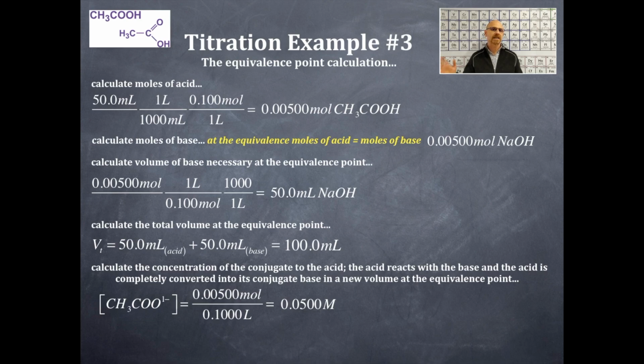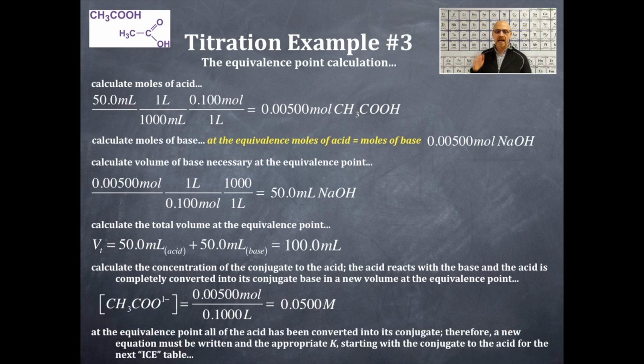Okay, got that so far, hopefully. Okay, at the equivalence point, all of the acid has been converted into its conjugate, the acetate ion. Therefore, a new equation must be written, and then the appropriate K must be written, which is a switch of the K, starting with the conjugate to the acid for the next ICE table setup. Okay, that's going to be on this next slide.